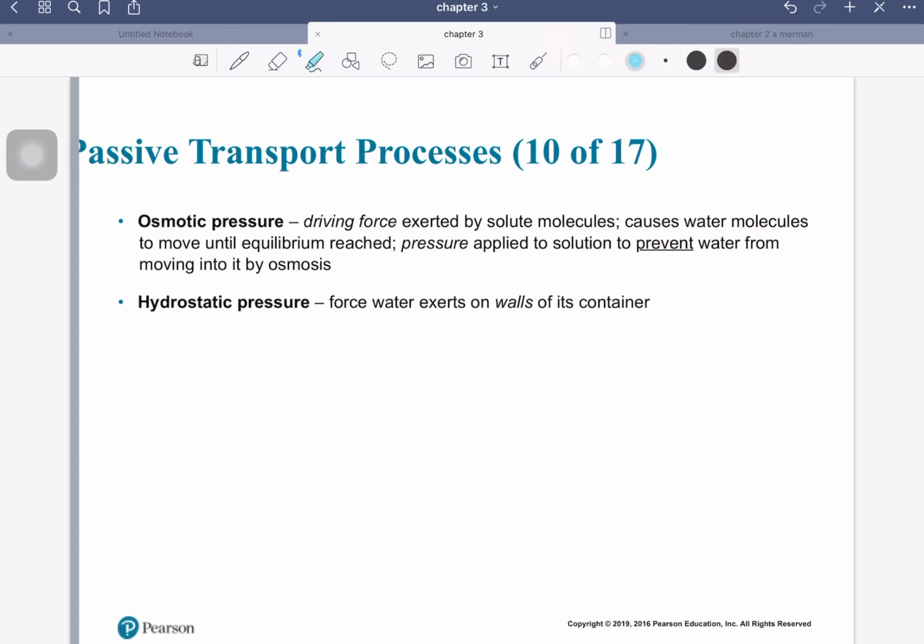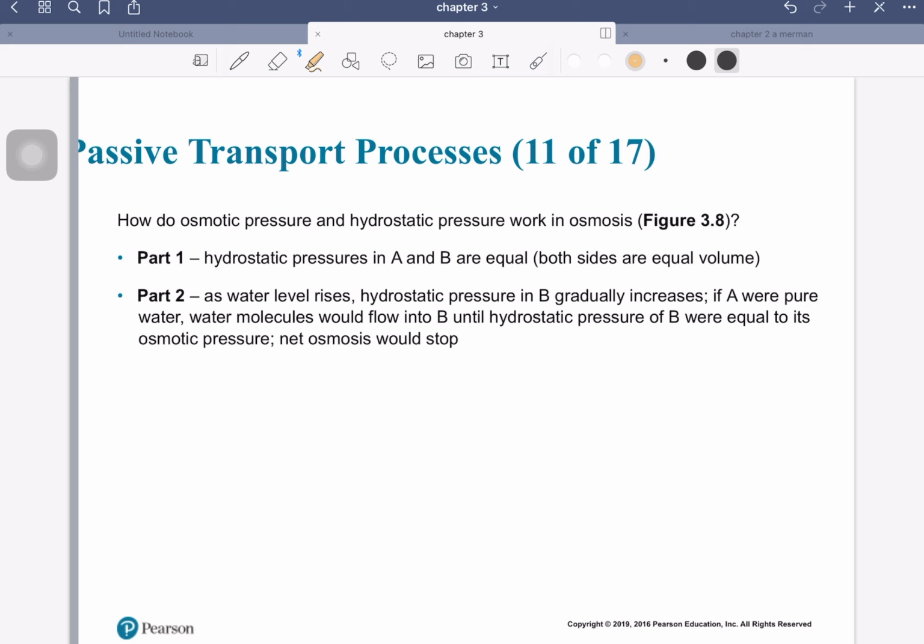There's another term here, which is hydrostatic pressure. Let's highlight that. Hydrostatic pressure. And this is the force water exerts on the walls of its container. Now, this term is going to become very important next semester when we start talking about blood dynamics. Like in capillaries, there's a hydrostatic force that has a role in moving fluid from inside a capillary to the local tissue. And we'll talk much more about that when we get to the appropriate chapter.